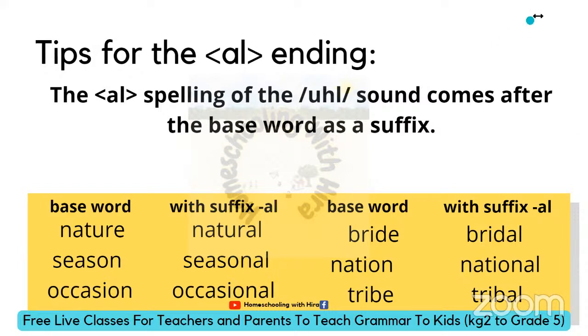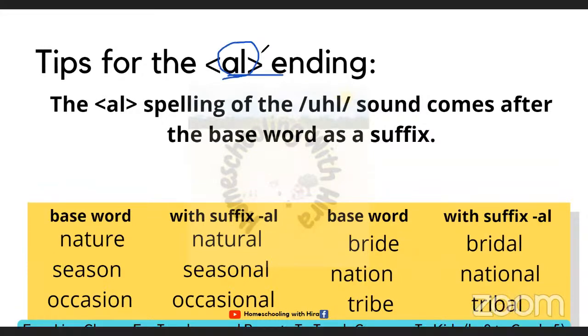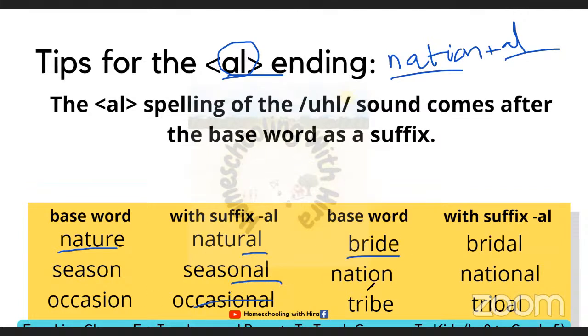Okay, tips to use AL at the end. Remember that AL is a suffix. Remember, I told you that we put AL after a noun to make it an adjective. Nation plus AL, national. Tradition plus AL, traditional. So if your word is something like national, traditional, bridal, tribal, you will go for AL. Nature, natural. Season, seasonal. Occasion, occasional. Bride, bridal. Nation, national.